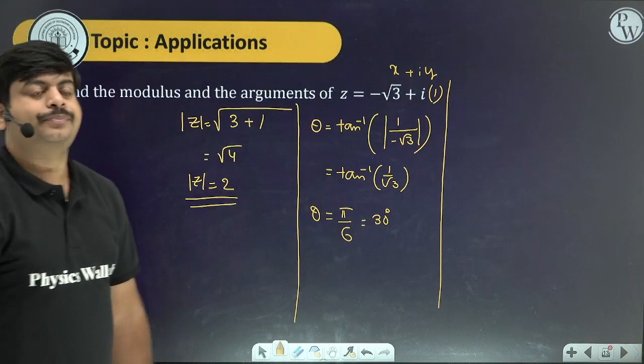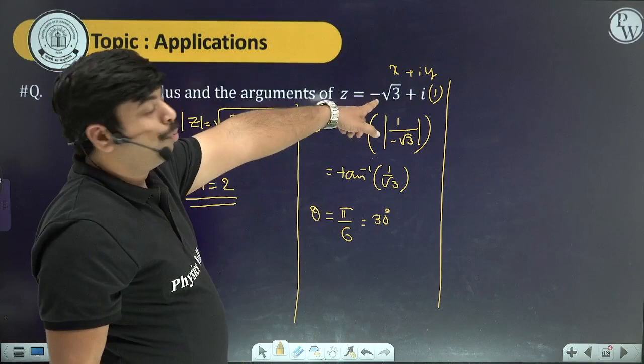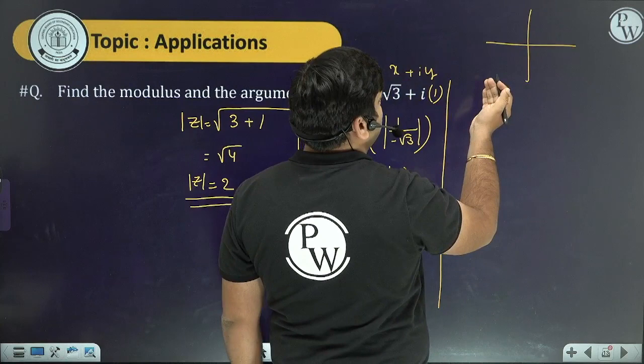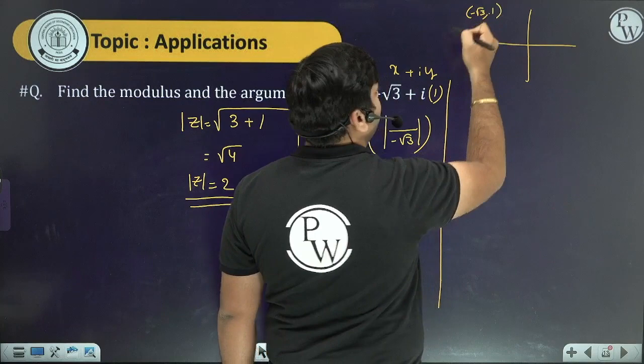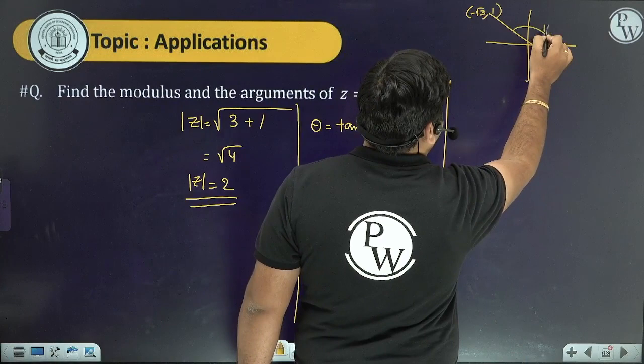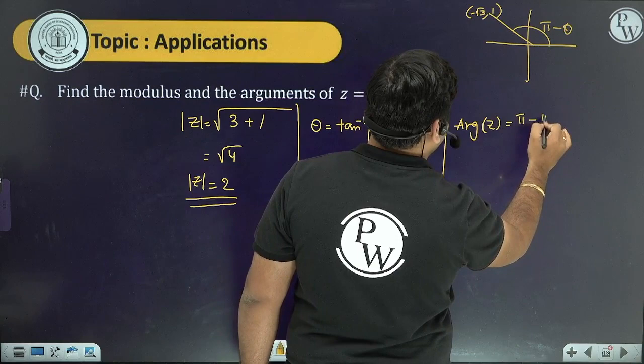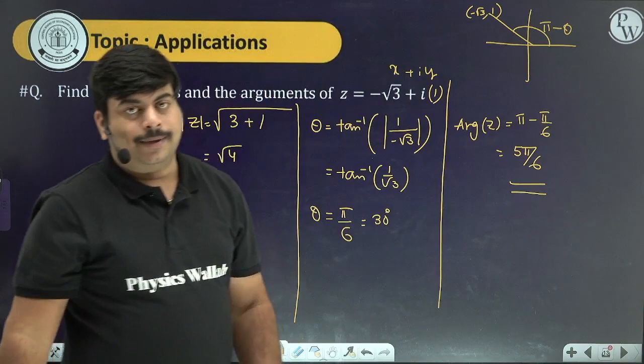Theta equal 30 degrees. So now, you should understand in which quadrant this point is. Minus root 3, 1, the second quadrant, right? Second quadrant angle. And you know, for the second quadrant, you will be taking the angle as pi minus theta. So the argument of z will be pi minus pi by 6. Clear? How are we considering the arguments, everyone?